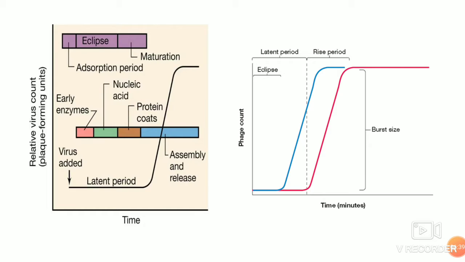This is followed by the rise period, or the burst period, as we call it, when the host cell rapidly lyses and releases the infective phages. Finally, a plateau is reached where no more viruses are liberated. Now, the total number of phages released can be used to calculate the burst size, the number of viruses produced per infected cell.